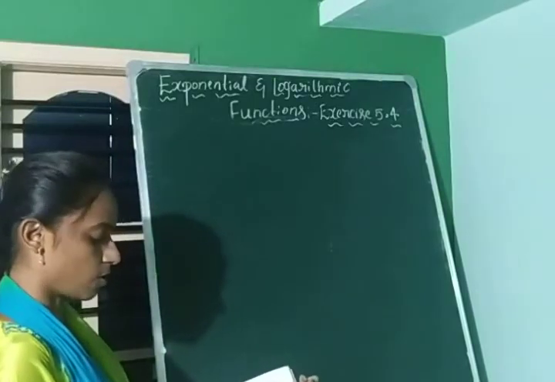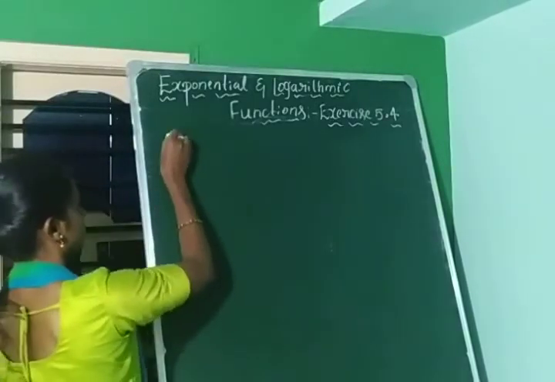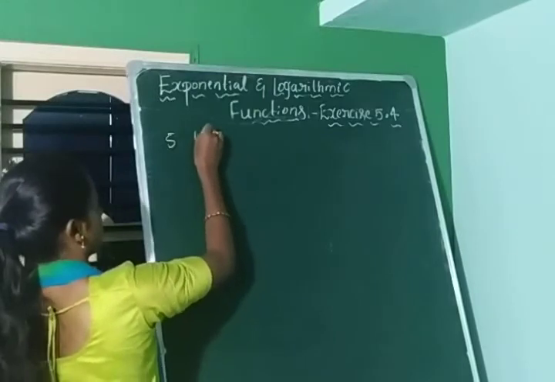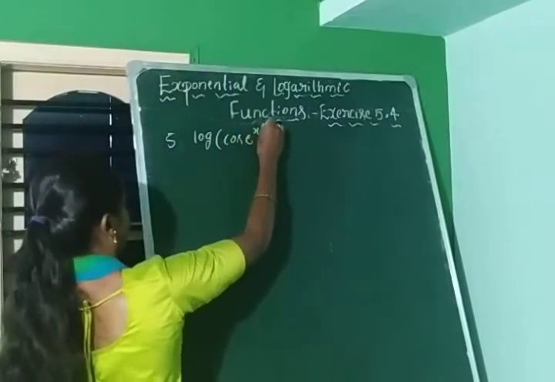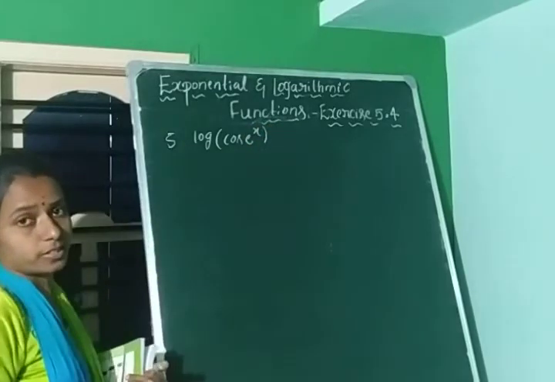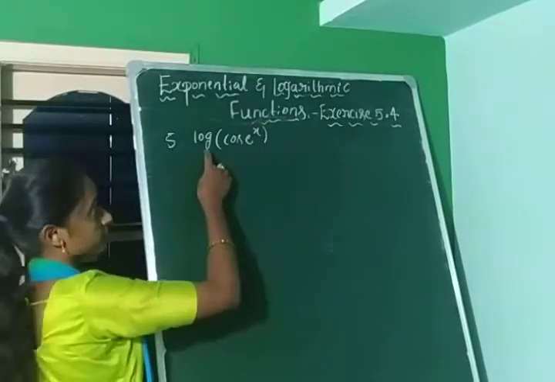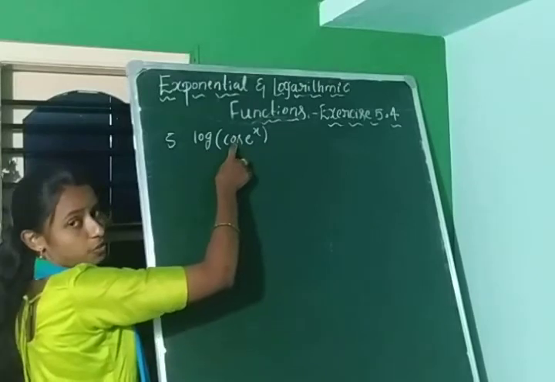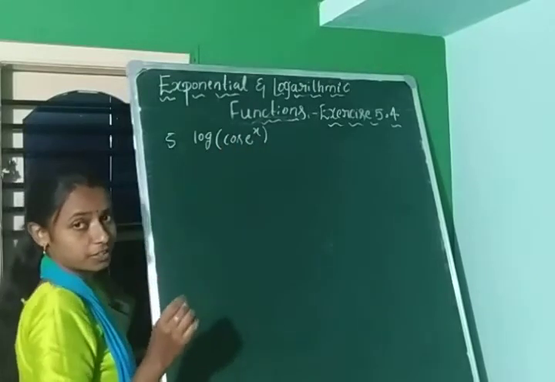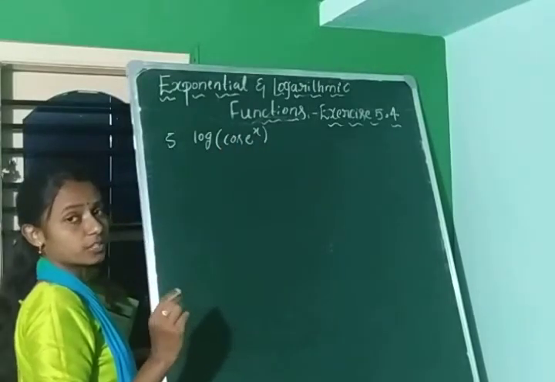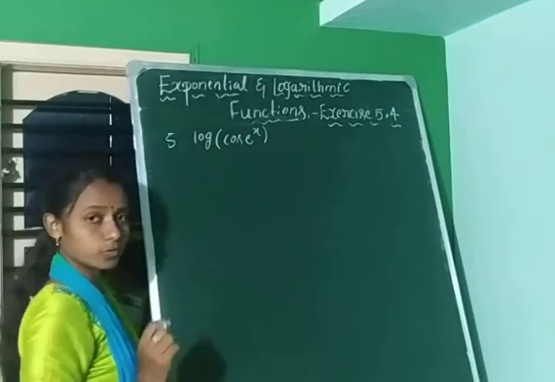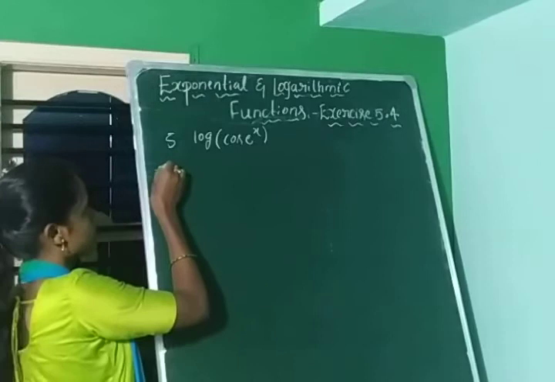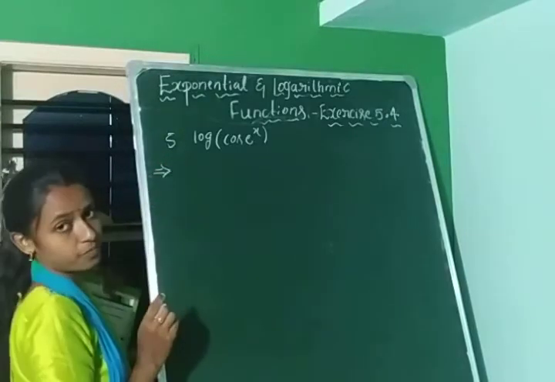Fifth one is log of cos of e power x. Again it is a composite. Clear? So log is one function, cos is trigonometric, and then the exponential. Three functions are there. It is a combination of three different functions. Hence you can consider this a composite function. So differentiate same as the previous one.